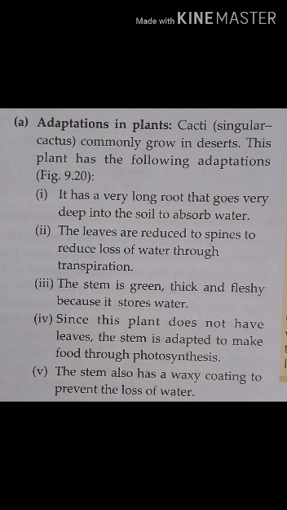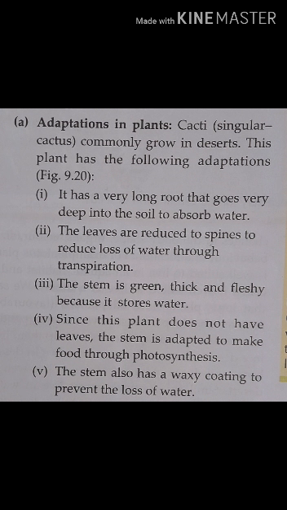very deep into the soil to absorb water, because in the desert there is a lack of water. The water is very less in percentage in the desert, so the root goes very deep into the soil to get water. Number 2, the leaves are reduced to spines to reduce loss of water through transpiration.